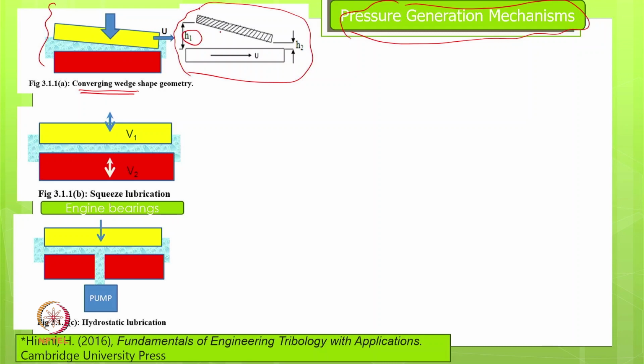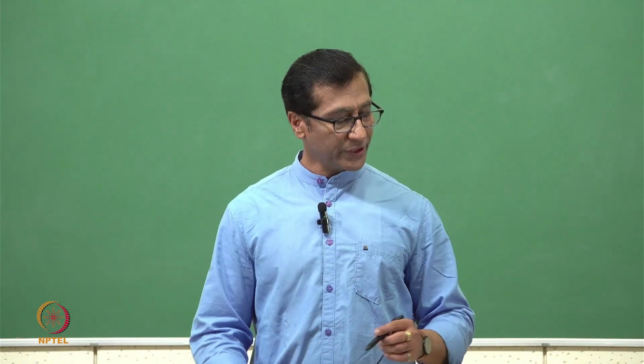Here the film thickness is on the higher side, here the film thickness is on the smaller side. In other words, H2 is lesser than H1, that's why there is a wedge. In this situation, because of the wedge, there will be pressure generation. How will we explain those things?